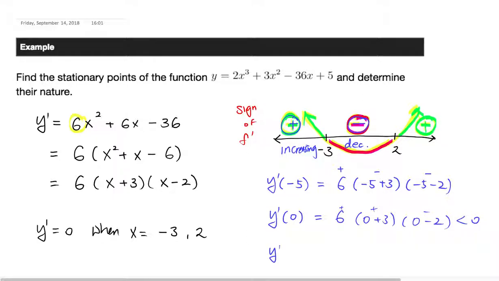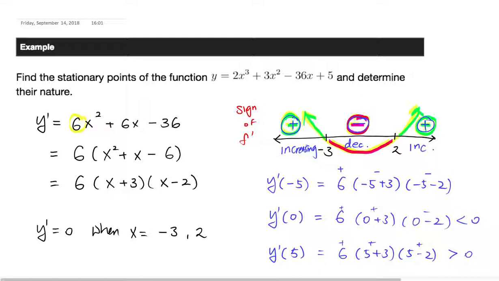Finally, anything greater than 2, I'll try 5 again. 6 times 5 plus 3 times 5 minus 2, positive and positive. So of course that will be positive, and you saw that here. The graph is increasing to the right of 2.